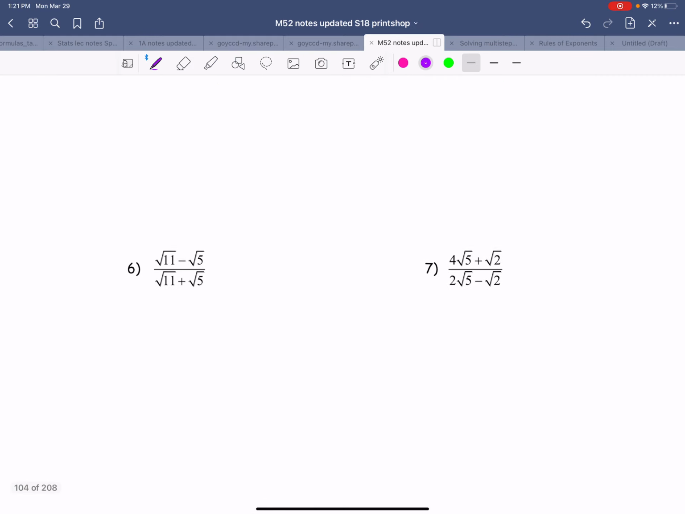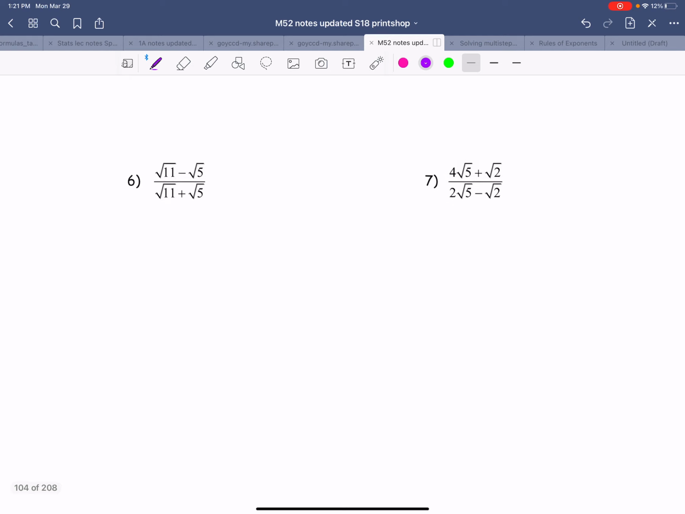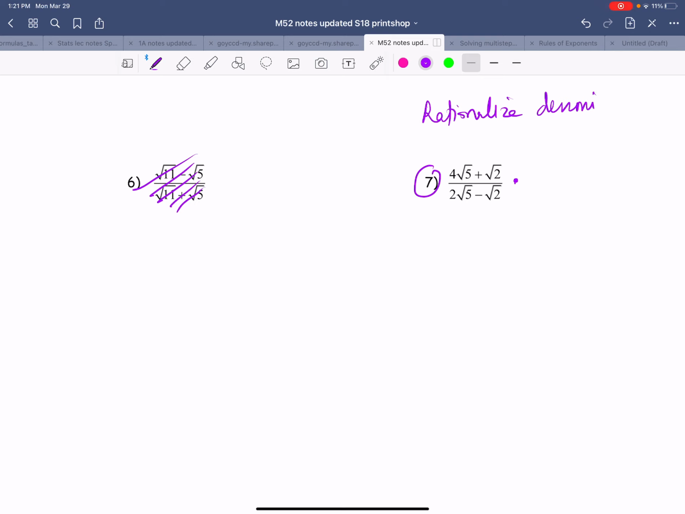Let's look at one or two more examples. Actually, I think I'll pick number 7. Number 7, so we're going to look at number 7 now. Again, we are still rationalizing the denominator, so I'll have to multiply both numerator and denominator with the conjugate of the denominator. We're still doing rationalize the denominator. I'll also do an example of rationalizing the numerator in a minute.